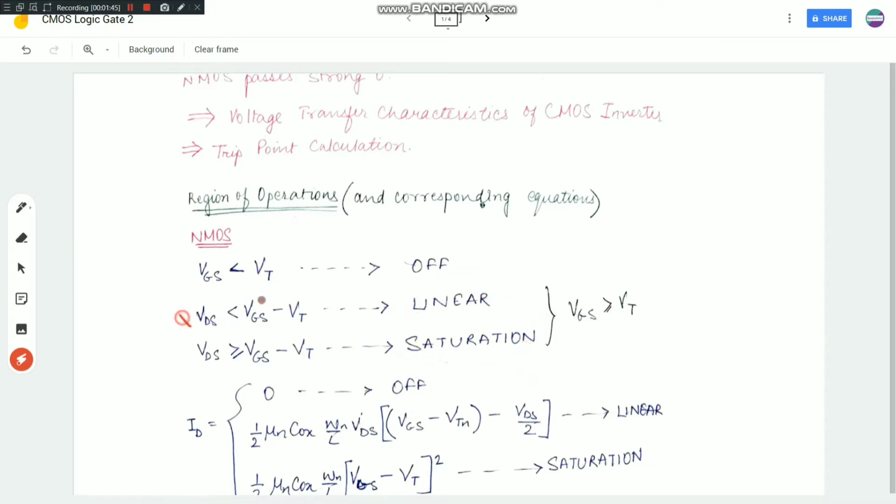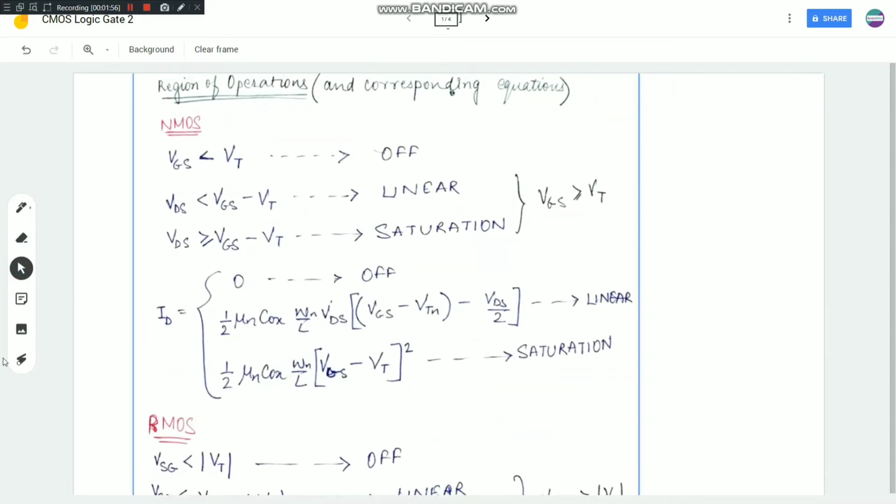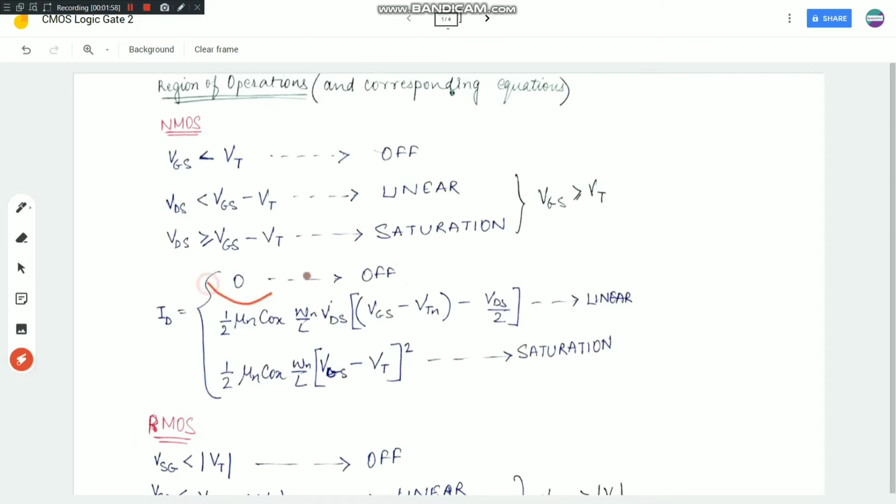So you have to understand these by these equations. For linear, VDS is less than VGS minus VT. For saturation, VDS is greater than or equal to VGS minus VT. So these are the current equations. For cutoff, obviously 0. For linear, half mu n Cox Wn by L times VDS times (VGS minus VTN minus VDS by 2). For saturation, half mu n Cox Wn by L times (VGS minus VT) whole squared.